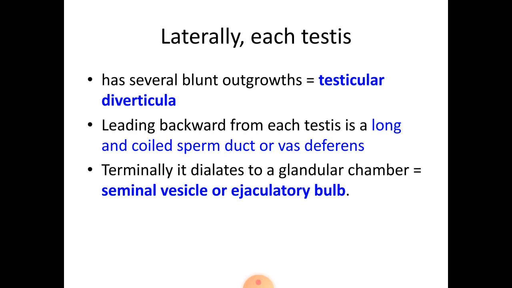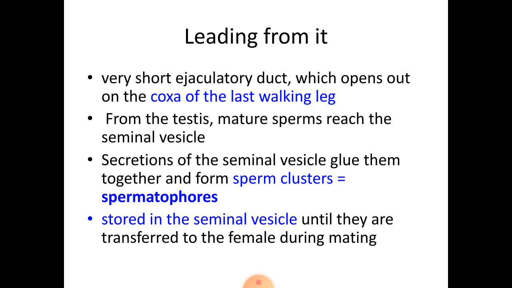Laterally, each testis has several blunt outgrowths called testicular diverticula. Leading backward from each testis is a long coiled sperm duct or vas deferens, which dilates terminally to form a glandular chamber, the seminal vesicle or ejaculatory bulb. Leading from it is a short ejaculatory duct which opens on the coxa of the last walking leg.